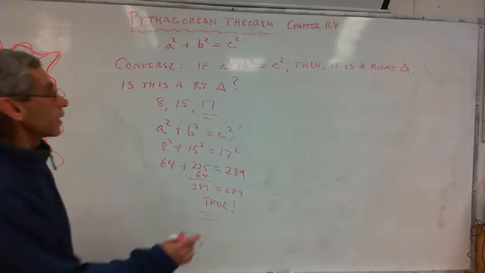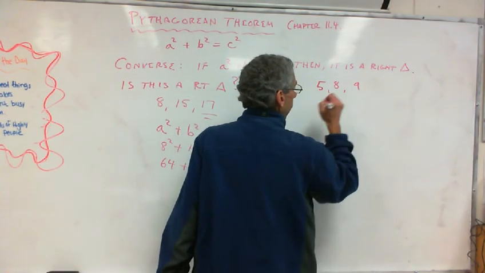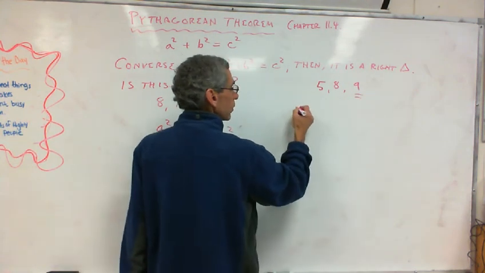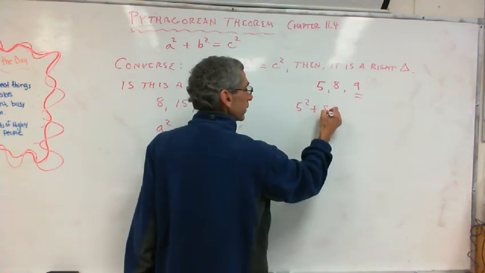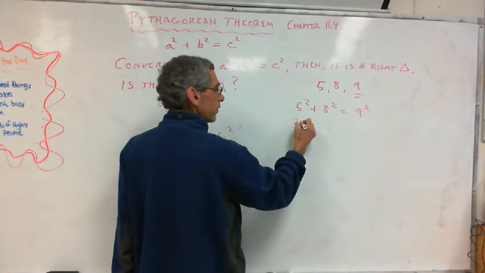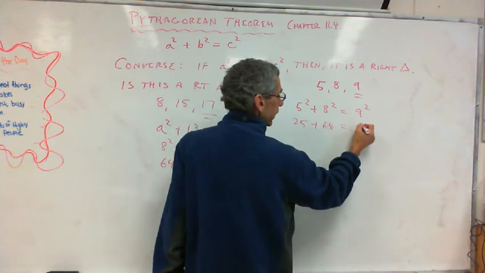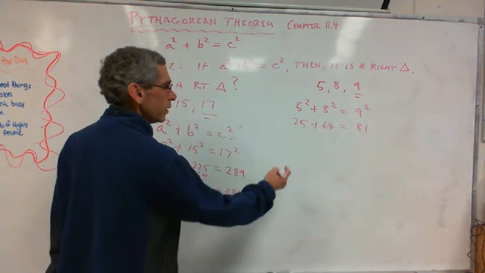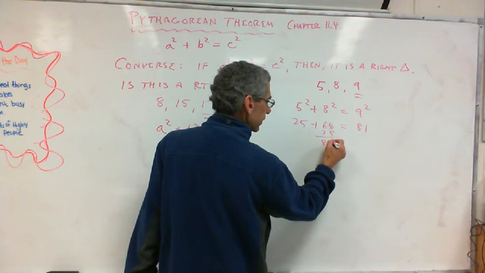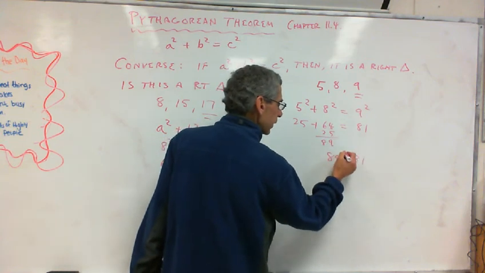How about 5, 8, and 9? Here we go. 9 is my hypotenuse. So we've got 5 squared plus 8 squared is equal to 9 squared. 5 squared is 25 plus 8 squared is 64, equals 81, right? 25 plus 64 is 89. So 89 equals 81. Is that true?